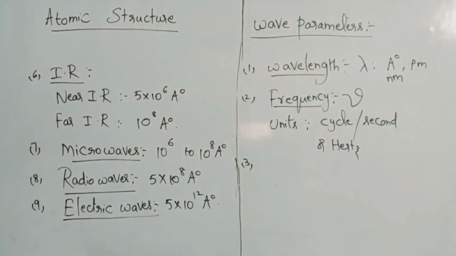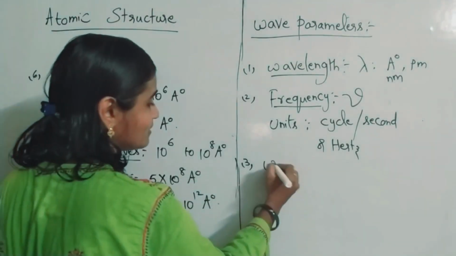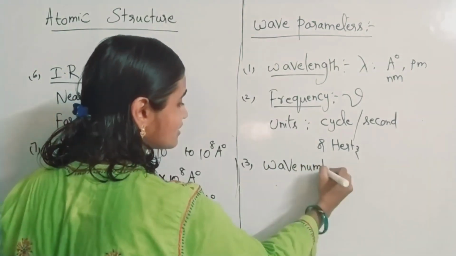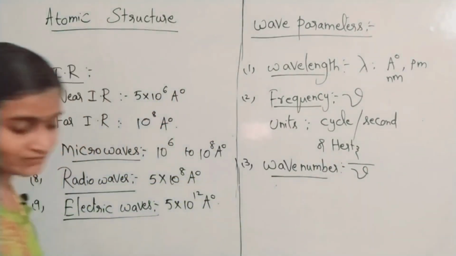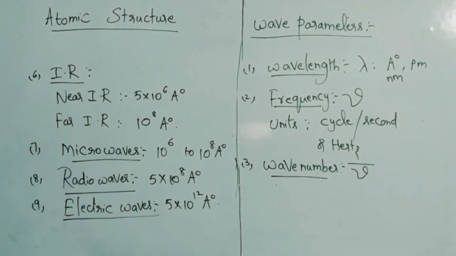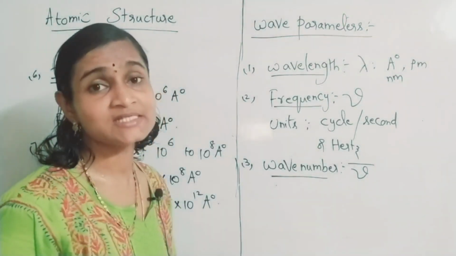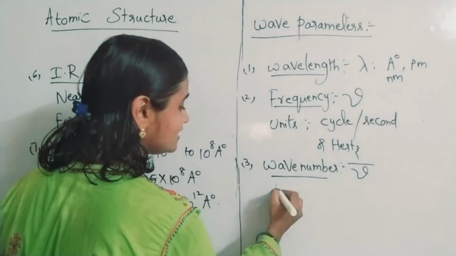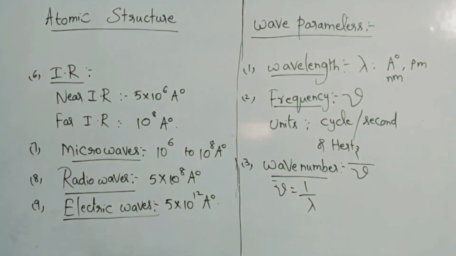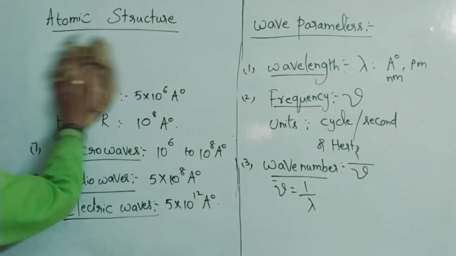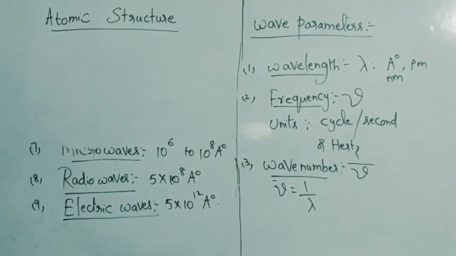And the next parameter after frequency is wave number. The reciprocal of wavelength is called wave number, denoted by the symbol nu bar. The number of waves present per unit length is called wave number, nu bar, and it is equal to the reciprocal of wavelength. And then after wave number, the next wave parameter is amplitude.